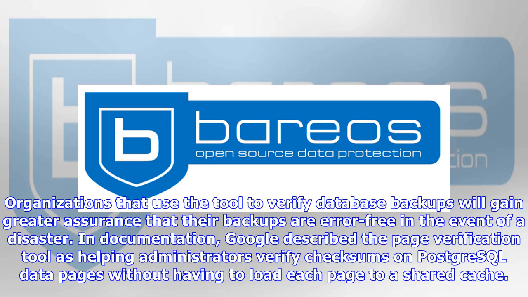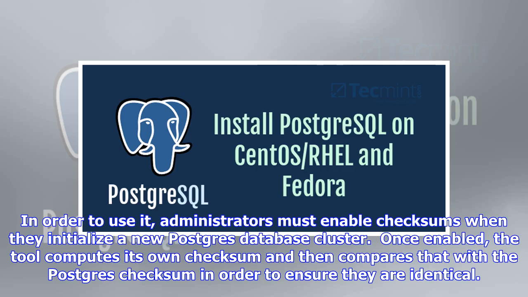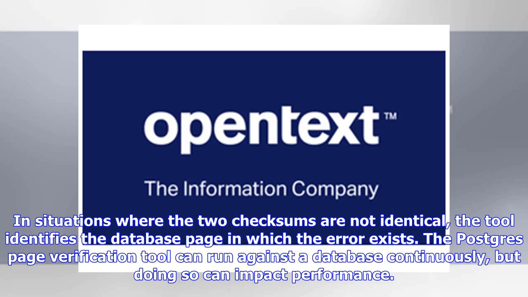event of a disaster. In documentation, Google described the page verification tool as helping administrators verify checksums on PostgreSQL data pages without having to load each page to a shared cache. In order to use it, administrators must enable checksums when they initialize a new Postgres database cluster. Once enabled, the tool computes its own checksum and then compares that with the Postgres checksum in order to ensure they are identical. In situations where the two checksums are not identical, the tool identifies the database page in which the error exists.